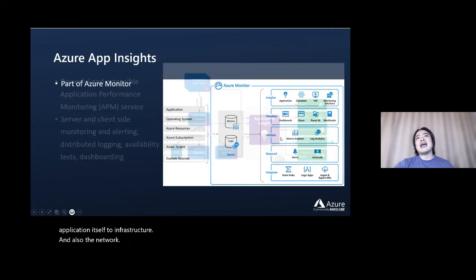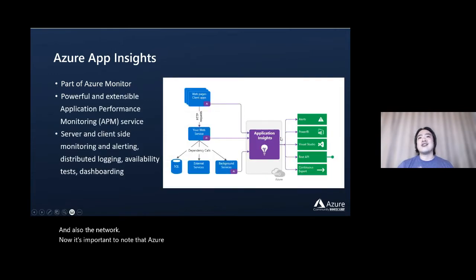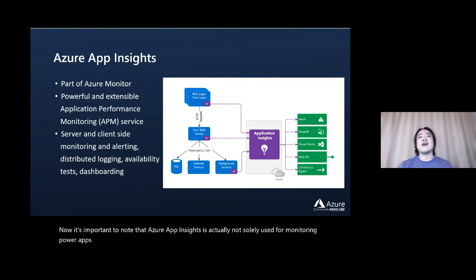Now, it's important to note that Azure App Insights is actually not solely used for monitoring Power Apps. In fact, it's a versatile application performance monitoring service that can be used across web and mobile applications to perform things like server-side and client-side monitoring, distributed logging, availability testing, alerting, dashboarding, you name it. So there's a lot you can do with Azure App Insights. However, with that said, what we'll be talking about today is obviously in the context of the Power Platform.